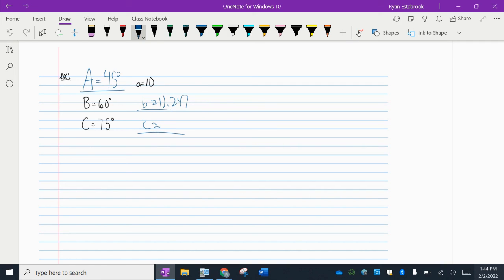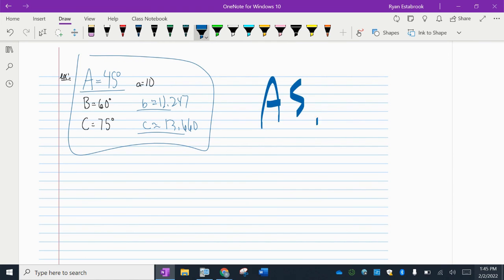One more time, sine of 45 over 10 is equal to sine of 75 over c. And then when we start solving for c, I'm thinking 13.660. And my quick check: biggest angle, biggest side; smallest angle, smallest side. If those are consistent and I went through the entire process, I'm feeling pretty good about my answer. This is another angle side angle case for those of you that were wondering.